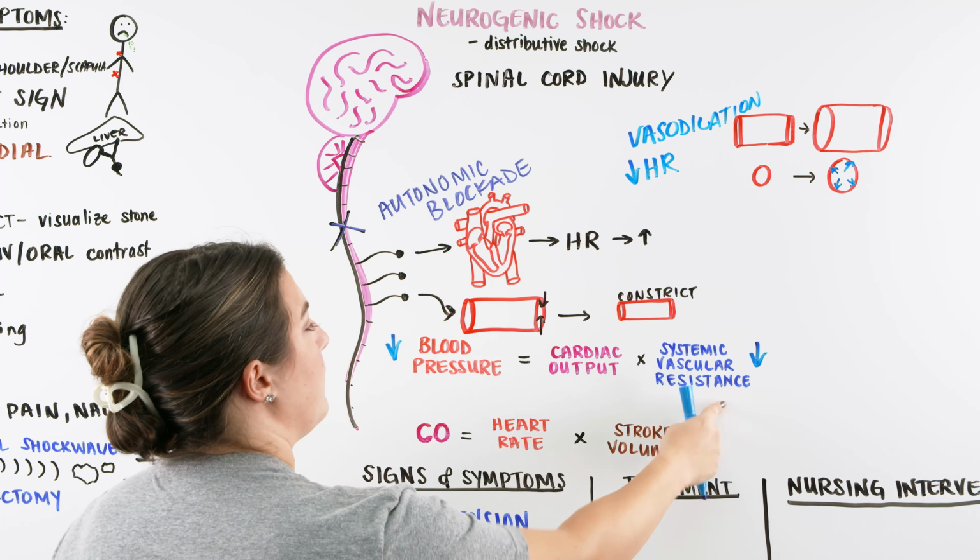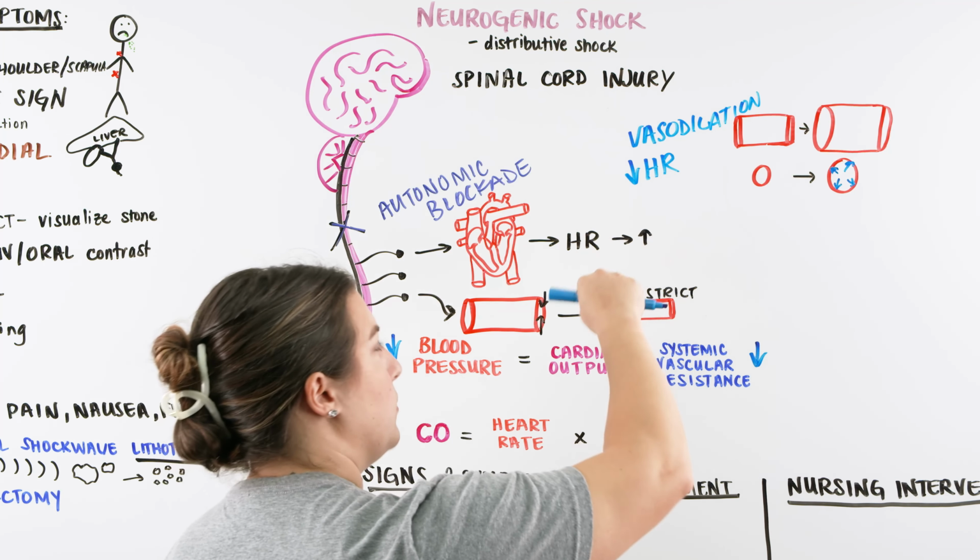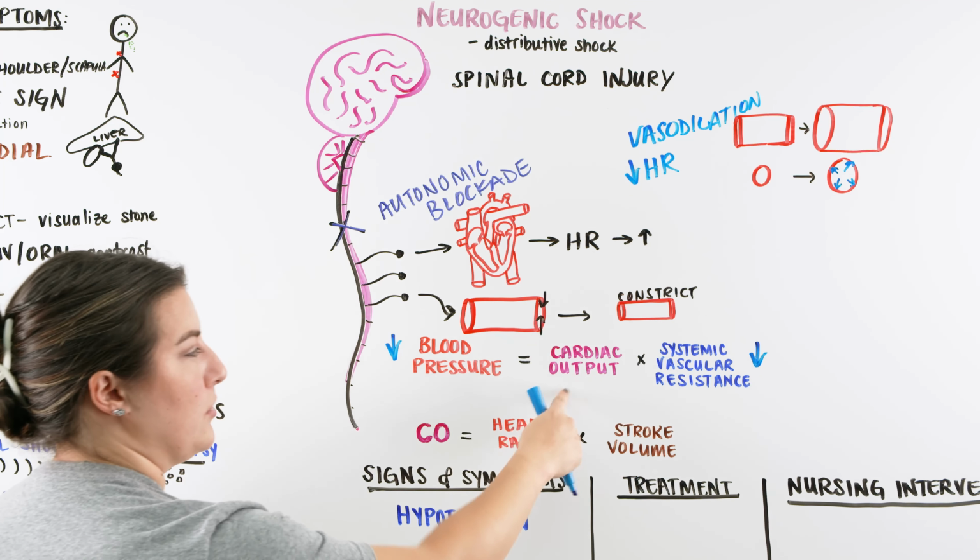So we're going to think about that. If our systemic vascular resistance is decreased, then our blood pressure is decreased. Also, let's look into our heart rate, because remember, our heart rate can play into our cardiac output.